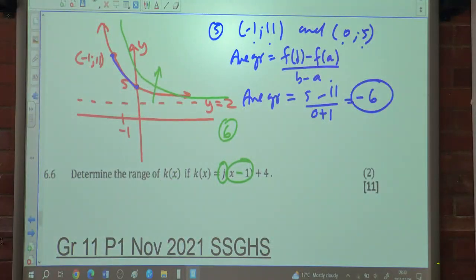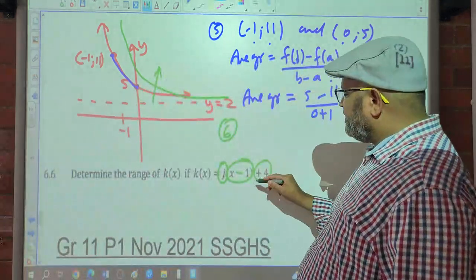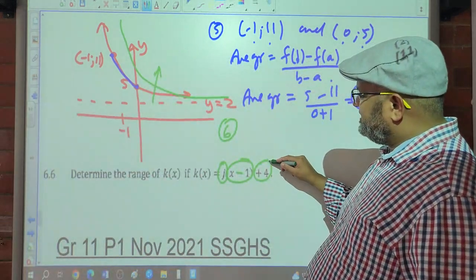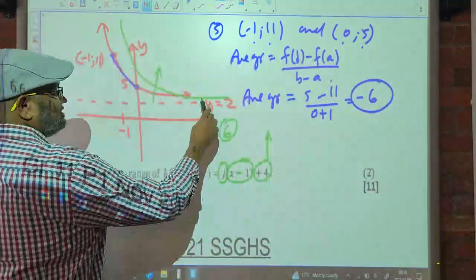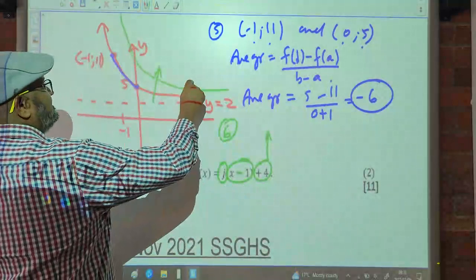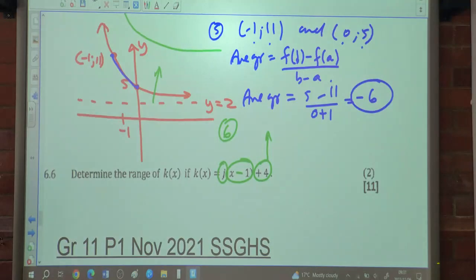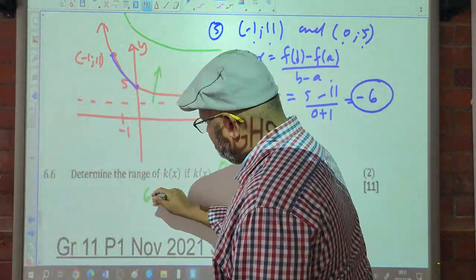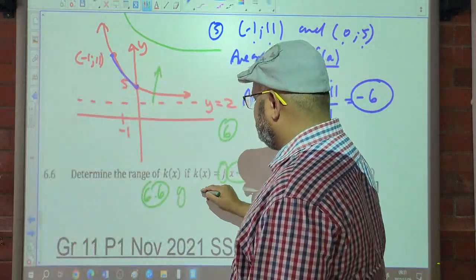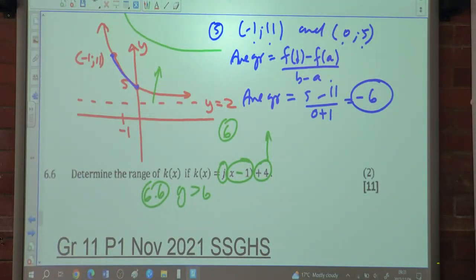Now plus 4. What effect does this plus 4 have on the graph? It's going to move 4 units up. So this y is equal to 2 also moves 4 units up, and it moves to where y is equal to 6. So what's the range of that graph? y must be greater than 6. Okay.